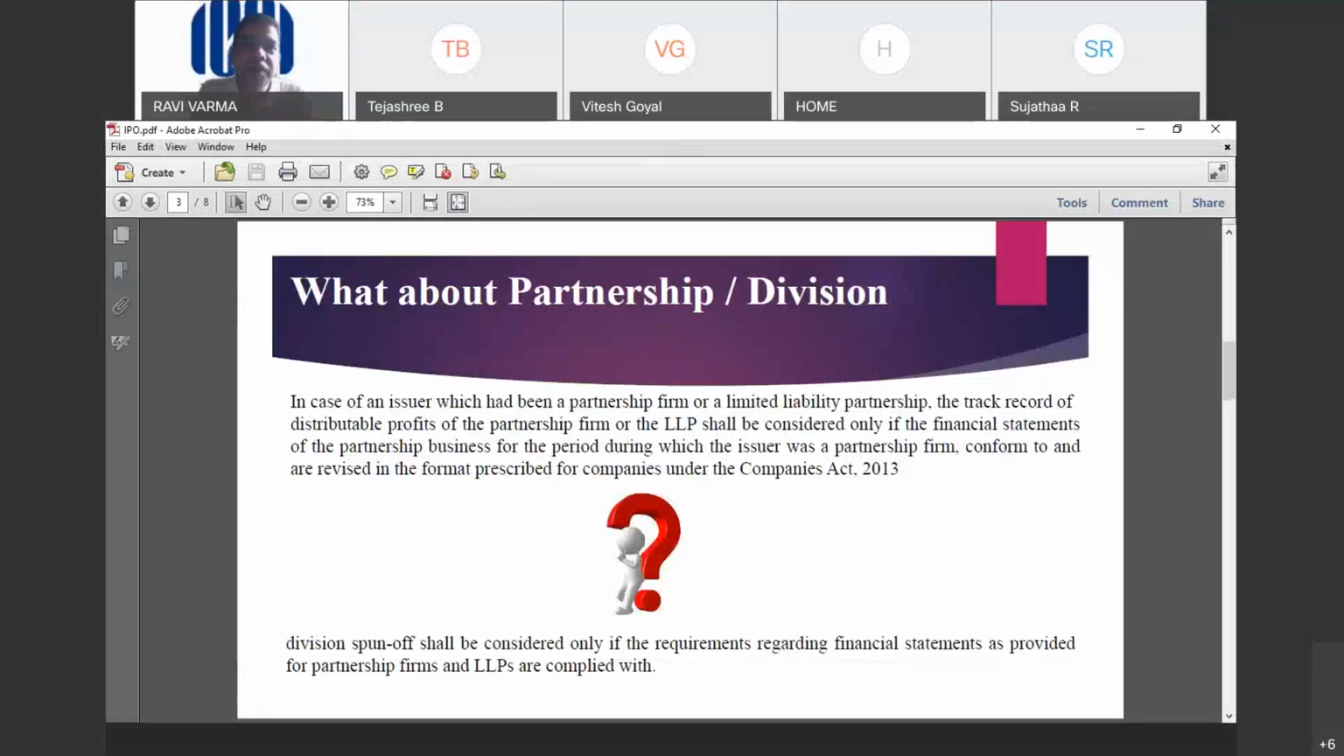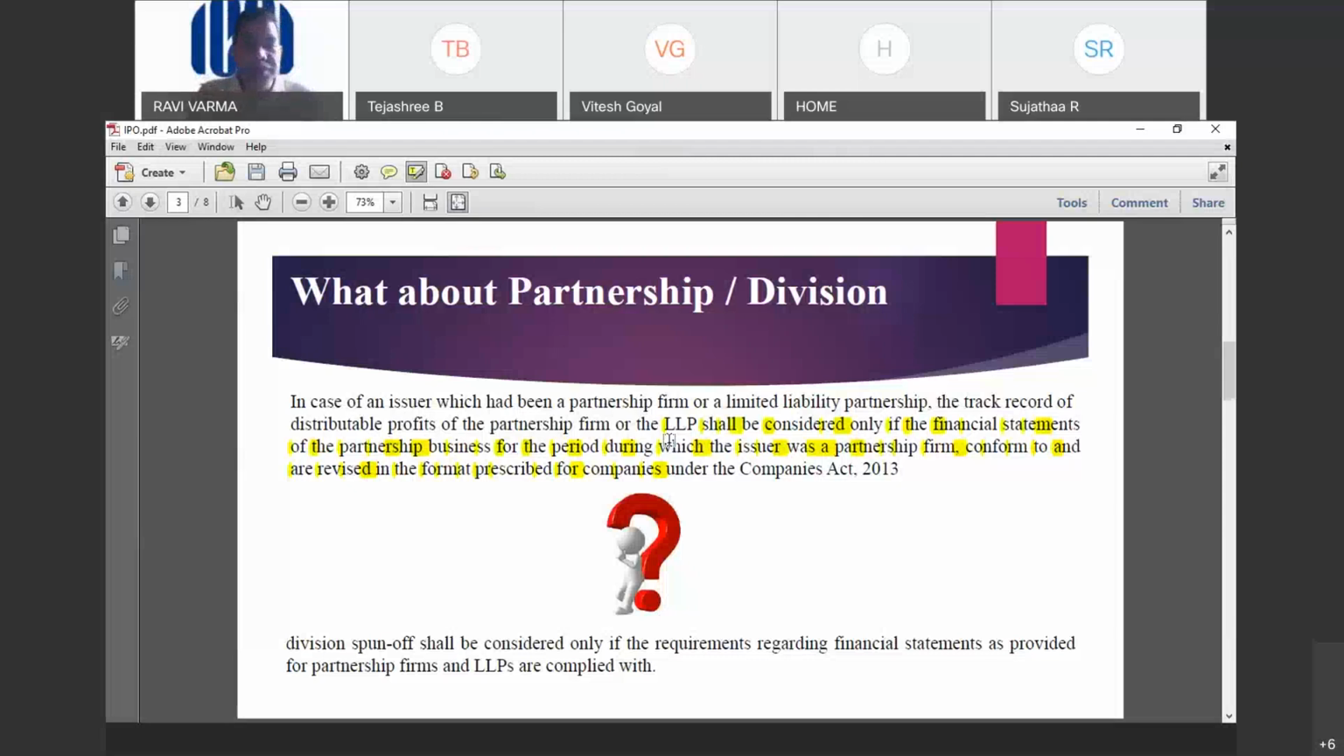Now a partnership firm never used to prepare a balance sheet. So how will they get to know what the net worth is, what the net tangible assets are, etc.? If they have converted, first of all they need to make sure that their accounts are prepared well in accordance with the Companies Act. And a certificate from the chartered accountant will be required that post that conversion according to the Companies Act, that is called a restatement of financial statements.